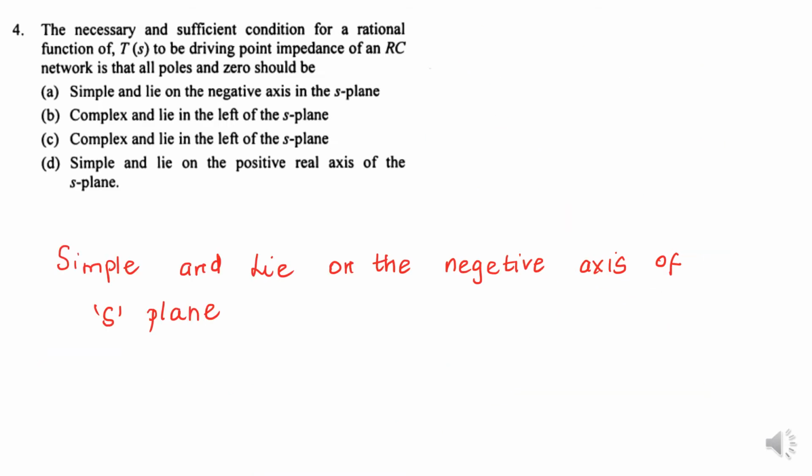Next problem. The necessary and sufficient condition for the rational function T of S to be the driving point impedance of an RC network is that all poles and zeros should be on the negative axis of the S plane. So option A is the correct answer.